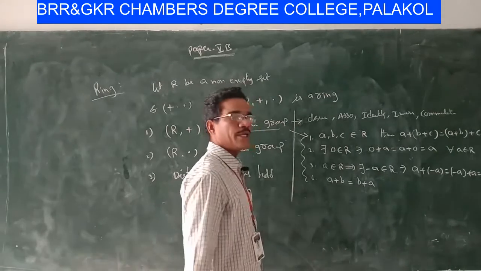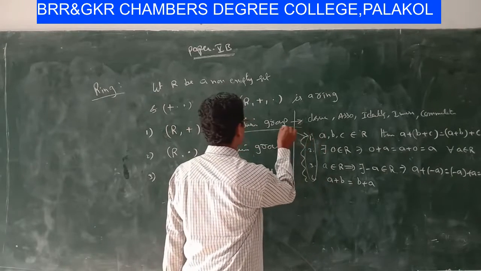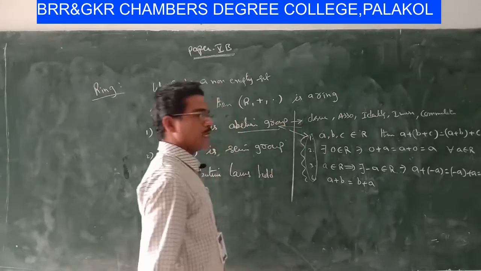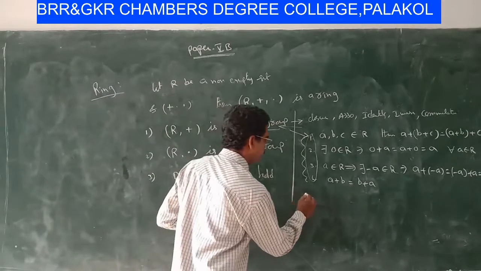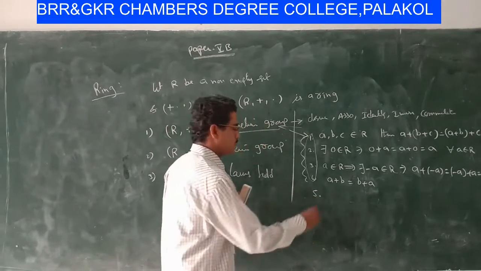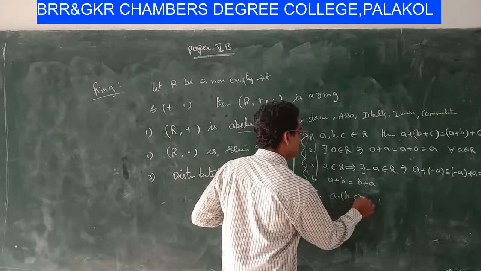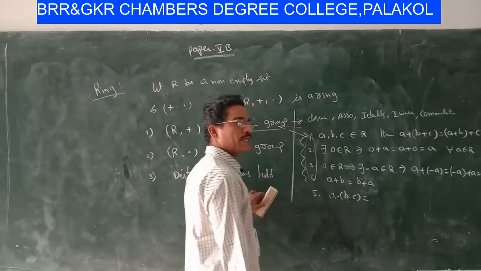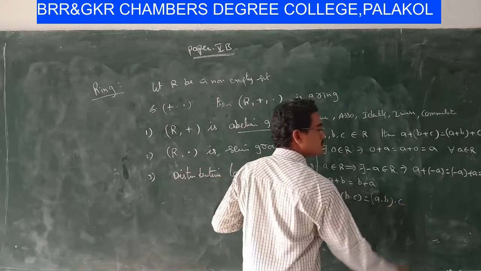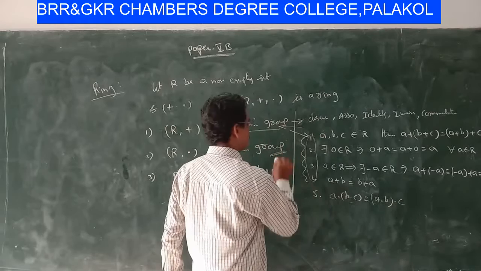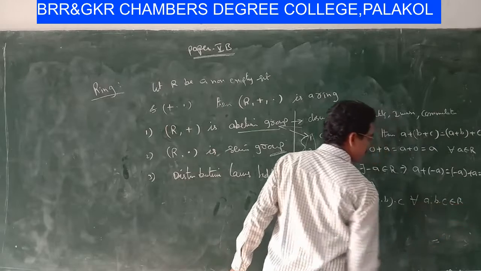Next, fourth one, A plus B equal to B plus A. If these are satisfied, then it is an abelian group. Second one, semi-group. Semi-group means A dot of B dot C equal to A dot B dot C. This is semi-group for all A, B, C belongs to R.